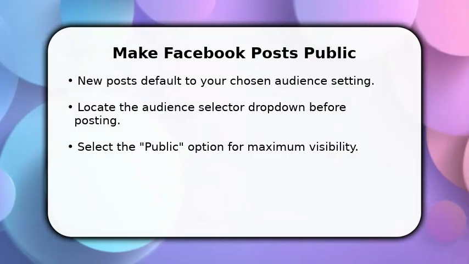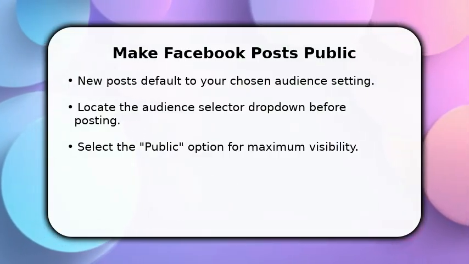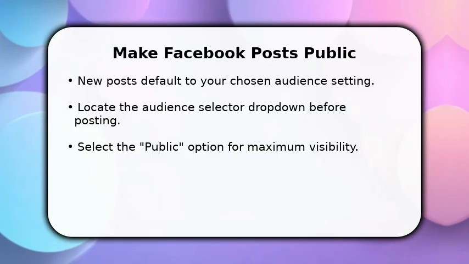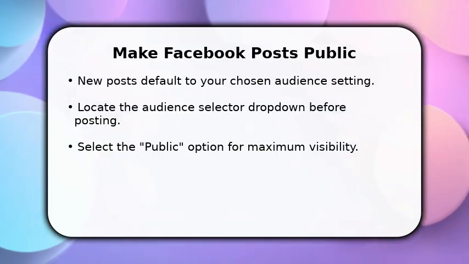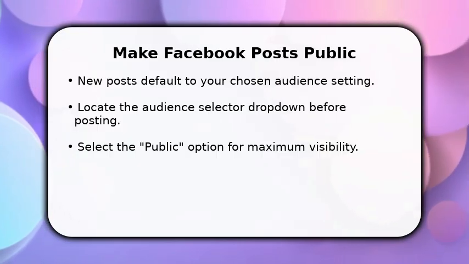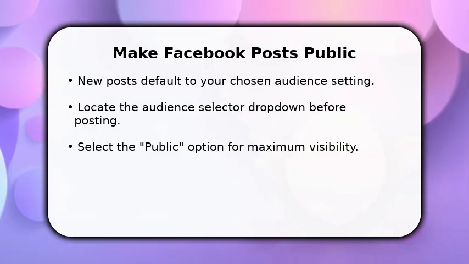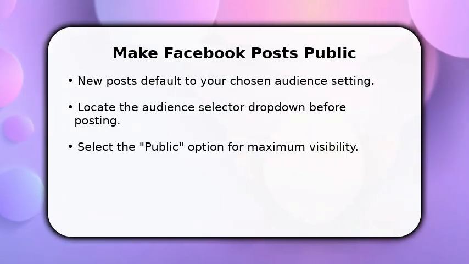In this video, I will explain how to make your Facebook posts public. When creating a new post, look for the audience selector, usually a drop-down menu, located near your name. This menu lets you choose who sees your content. To share with everyone, simply select Public from the available options. This ensures your message reaches the widest possible audience, including people not on your friends list.